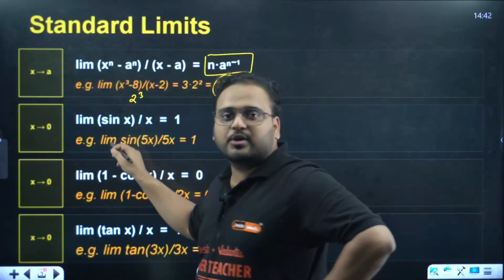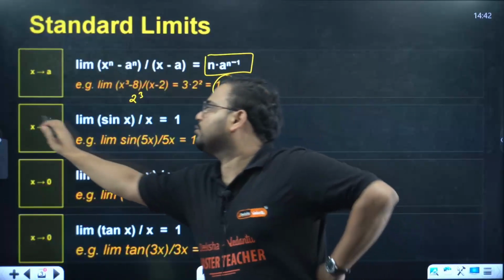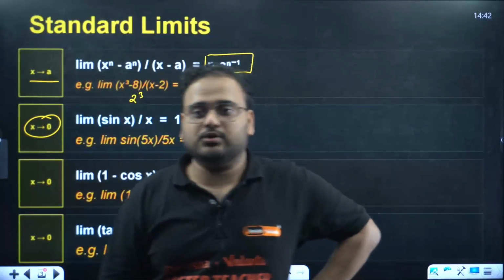Again, standard limits for trigonometric functions: sin x by x when x tends to 0. Here, when x tends to 0, please be careful of what the limit condition is also.